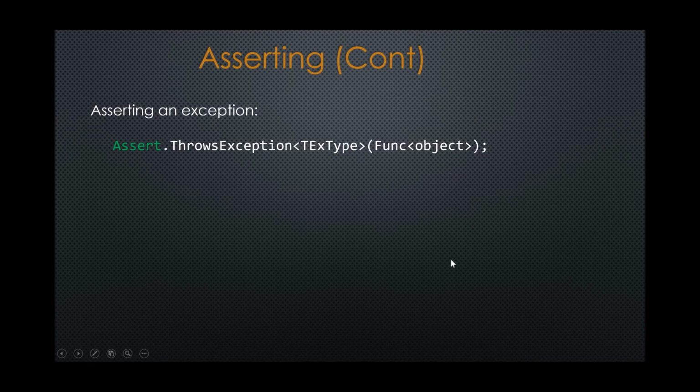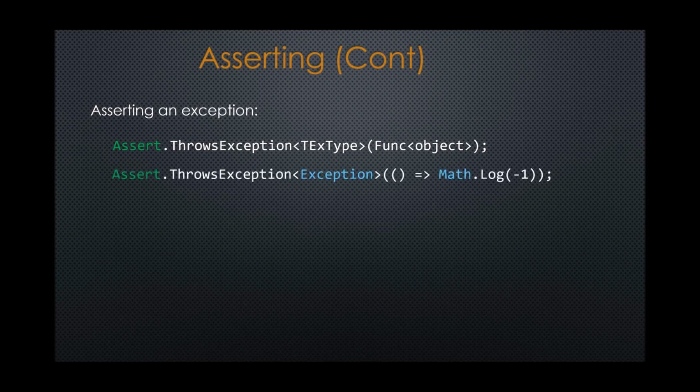In addition to simply asserting that something is true or that two strings are equal, I've seen numerous times when we should be verifying the exceptions we throw in our code. The MS Test framework allows you to check that an exception was thrown for a particular function call. It's called the throws exception method. For example, we want to verify that the logarithm of a negative number will throw an exception. If the call doesn't throw, then the assert will fail.